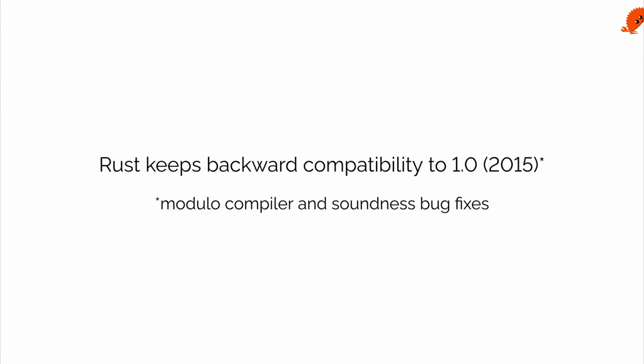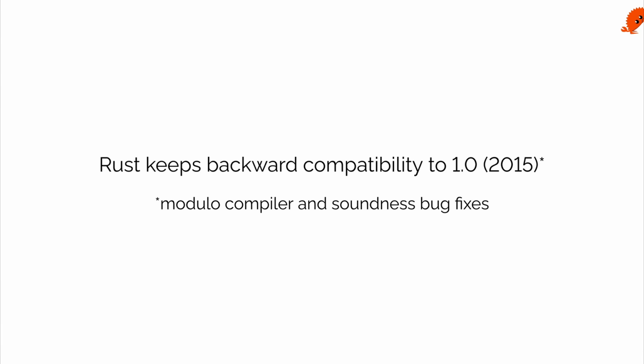And one thing related to deployment is also our backwards compatibility policy, which is very important to us. So Rust keeps backwards compatibility back to 1.0, which was released 10 years ago in 2015, modulo some very small things like bugs, essentially, in the type system or the compiler.